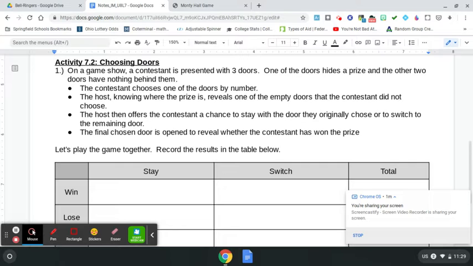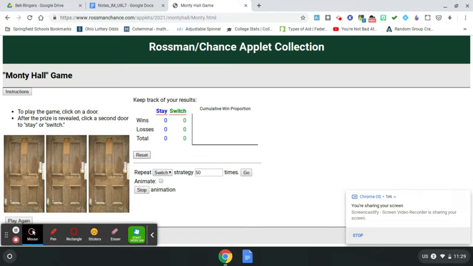Originally in class, I was going to give everybody a chance to play it, but we're not in class together. So I'm going to have you do this on your own. If you take a look at the screen, you're going to go to this applet, which is linked in Google Classroom. I'm going to have you play this game 100 times, and it's going to go very quickly. You don't have to sit here and click 100 times. First of all, make sure you turn off animate. If you have animate on, it's going to take forever.